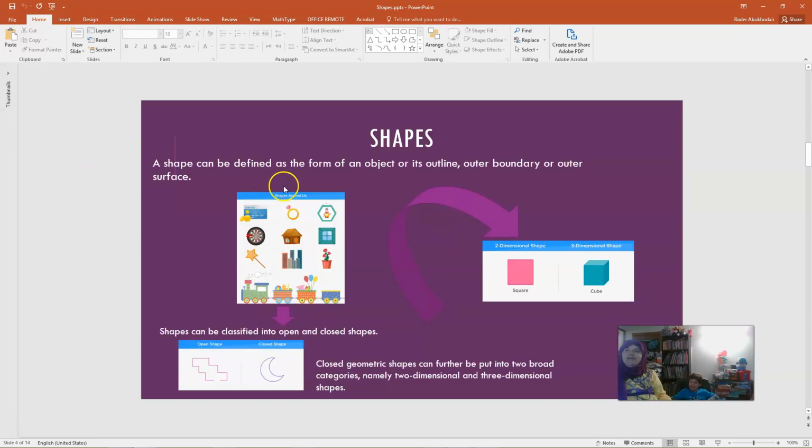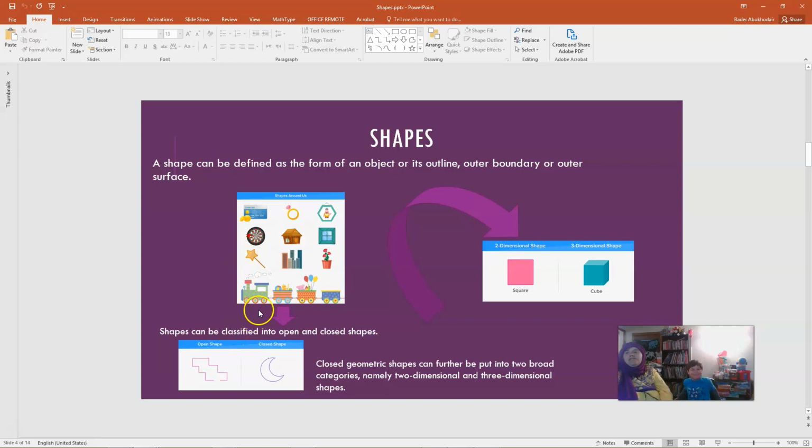So Noor, a shape can be defined as the form of an object or its outline, outer boundary or outer surface. So there are shapes all around us. Can you name one shape that you see in this little picture? Circle. You saw a circle, so there are several circles on here. I see a star. I like stars.